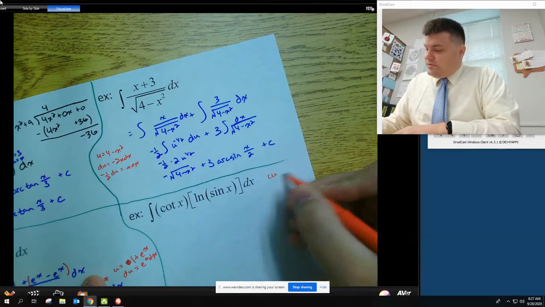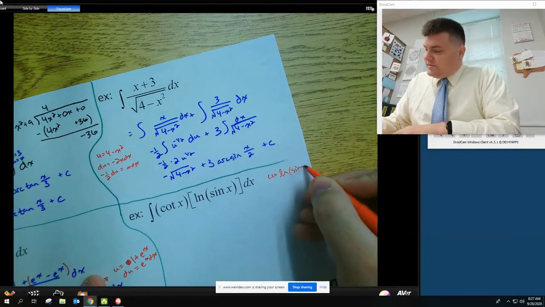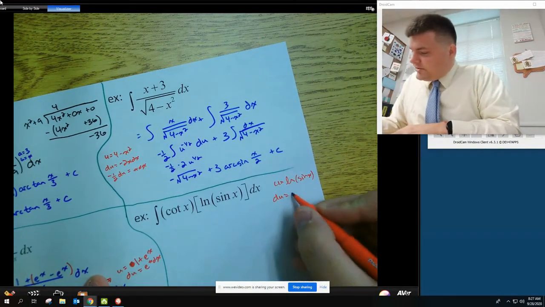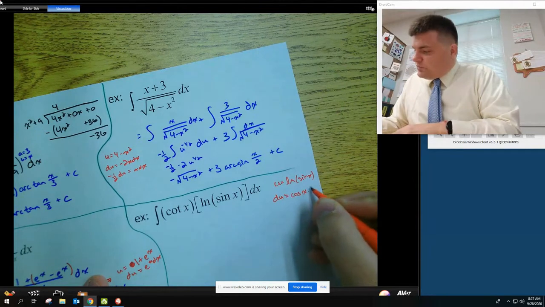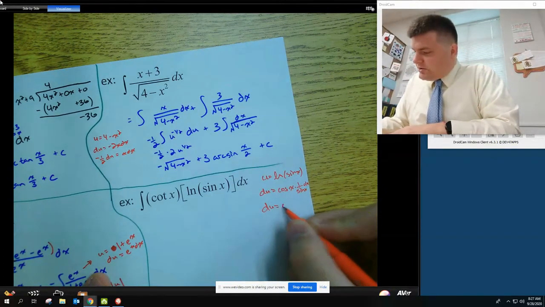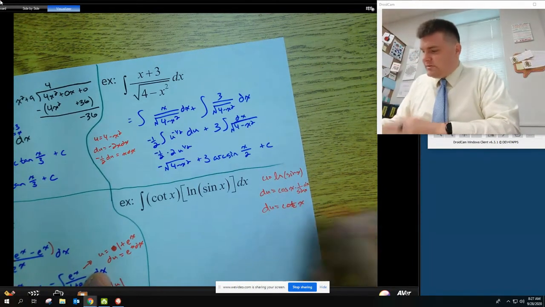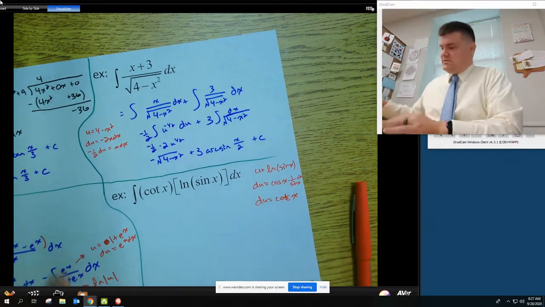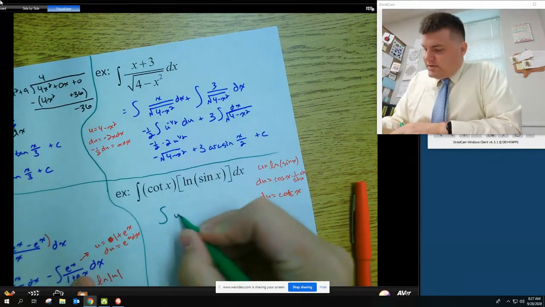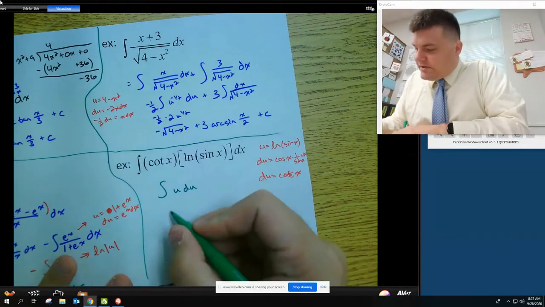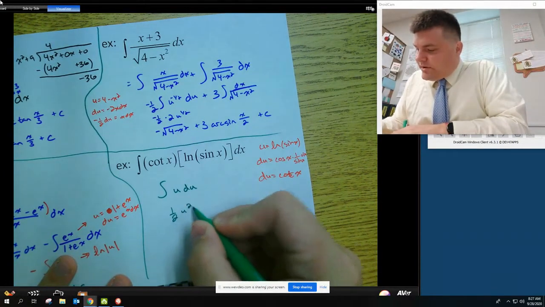So if we were to let u equal ln of sine of x, that's just going to be du equals, well, the derivative of the inside is going to be cosine of x times 1 over sine of x dx. What is cosine over sine? Well, it's just going to be cotangent of x. So this just becomes u. So this is going to give me u du. Super straightforward now. So we're going to get 1/2 u squared plus c.